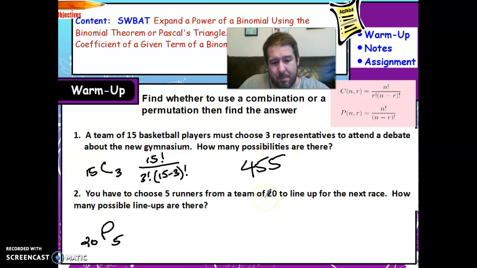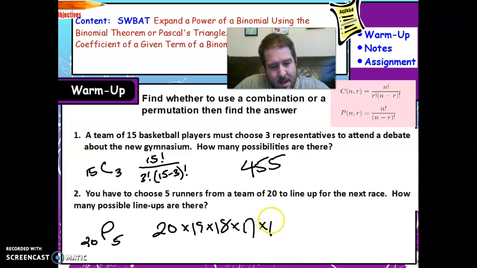Permutations are a little bit easier to calculate using this formula, mainly because with n factorial over n minus r factorial, all the bottom numbers are going to cancel each other out. So basically all you're doing is multiplying the top 5 numbers of 20. So 20 times 19 times 18 times 17 times 16.